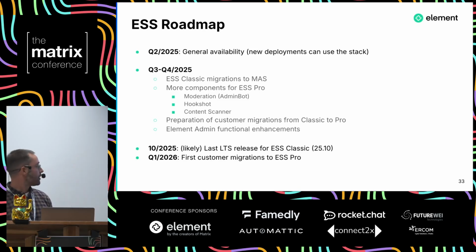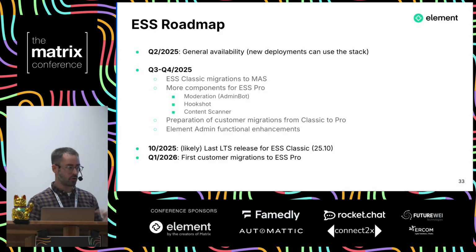First of all, we will migrate ESS Classic customers to MAS, Matrix Authentication Service. This is an ongoing, super important topic, also as a preparation for the transition to ESS Pro. We are working to get more components into ESS Pro, that is admin bot and Hookshot that we've just seen, as well as the content scanner backend for malware scanning. We are working to prepare customer migrations from Classic to Pro.